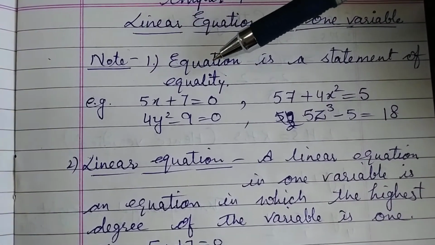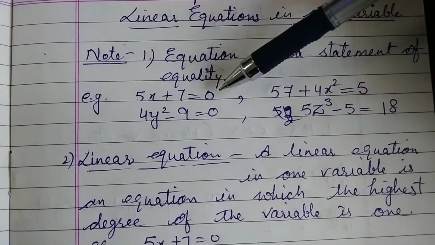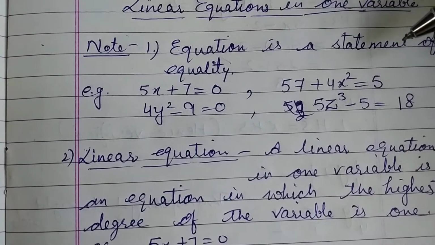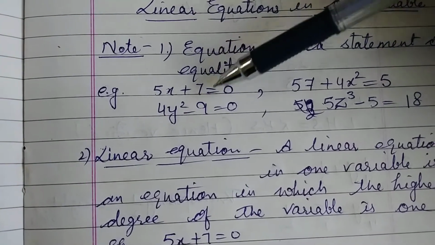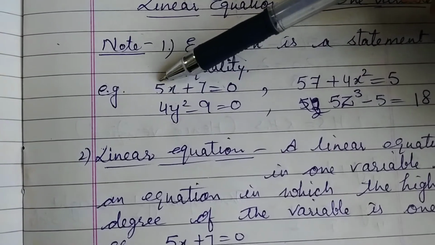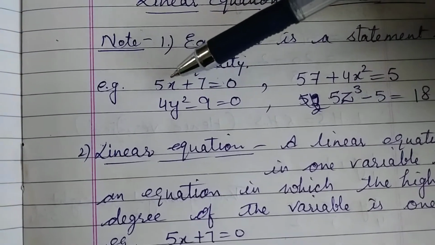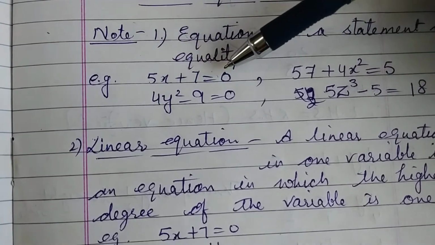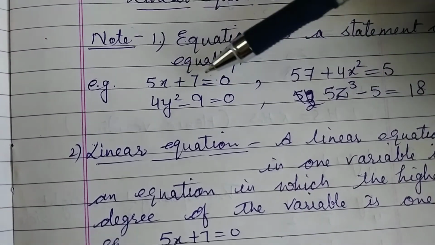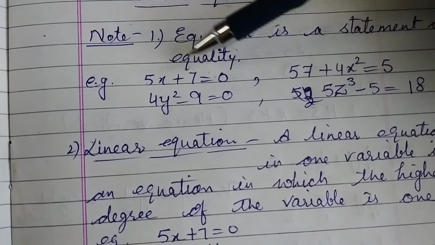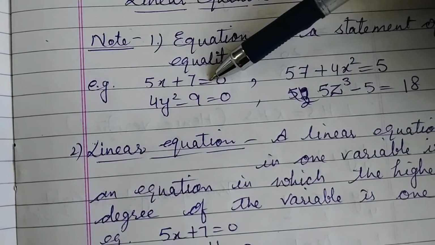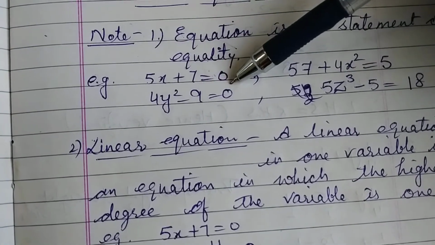First point: an equation is a statement of equality. Firstly, you should know what an equation is. An equation is a statement of equality where an equal sign is in between. On one side, literal numbers and constants are given. Literal numbers must be there, and in between these two, the equal sign should be there. Okay, this is an equation.